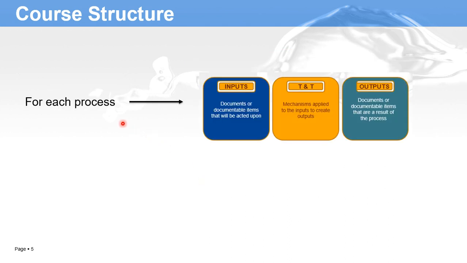For each process, we will illustrate the inputs. These are the documents or items that will be acted upon. This is the information needed to perform the process, to implement and execute this process. The tools and techniques represent the mechanisms used in order to generate the outputs. In general, it could be some kind of analysis that will enable the project manager to generate the output. The output mainly will be a document or documents generated as a result of performing this process.